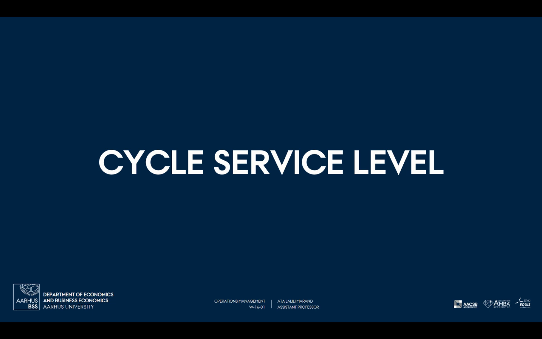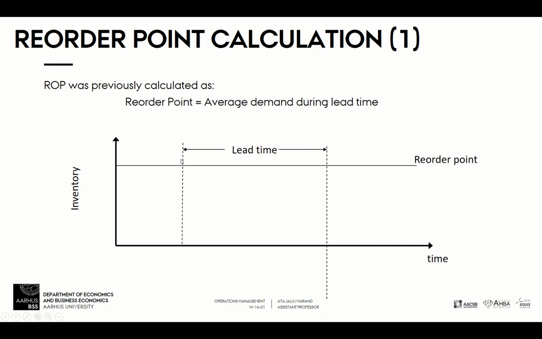In this video, we'll see how we can calculate the reorder point given a desired cycle service level. Previously, we said that reorder point is equal to the average demand during lead time. It was for the case when we had no uncertainty in the demand or lead time. But here we'll assume that there is some uncertainty in the demand. For the time being, we'll assume lead time is fixed.